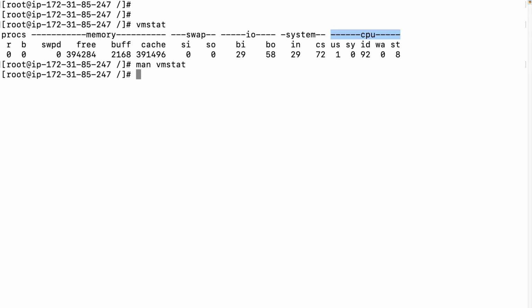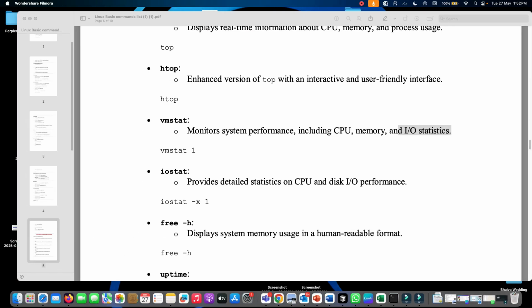Now it comes to the CPU. US stands for time spent in user mode, and SY is time spent in system mode. Okay, sorry, US and SY. Then ID is time spent idle, ideally; here 92% of the system is idle. WA is waiting time, waiting for input output, and ST estimates time stolen from the virtual machine. So this is the information you generally must know about the vmstat command.